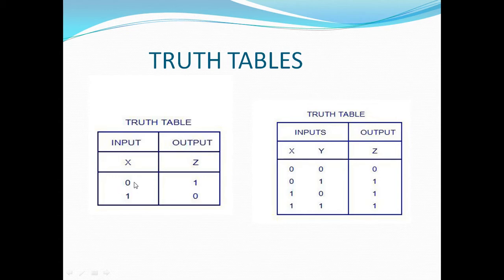So what we are writing in this input column are the possible input values. For a single operator, how many possible input values will be there? Either it will be 0 or it will be 1.